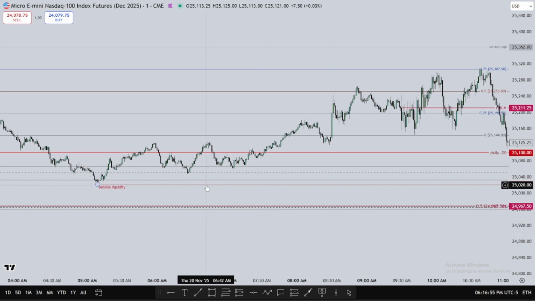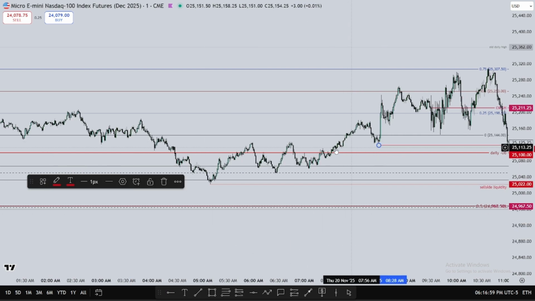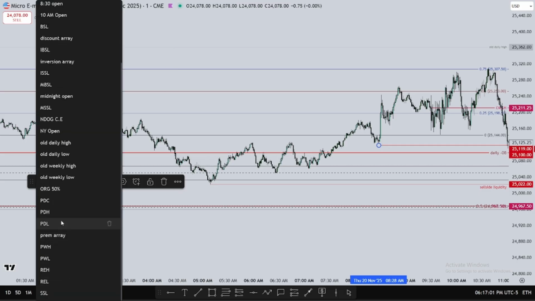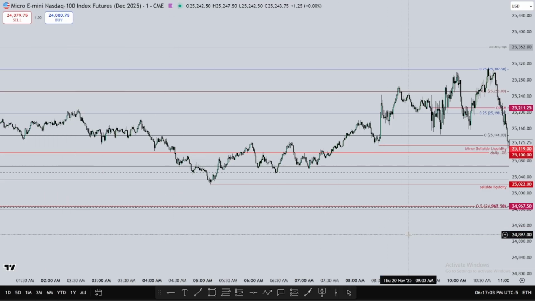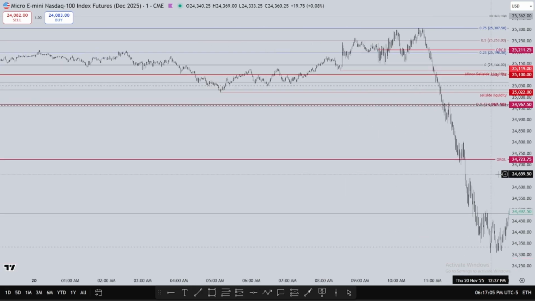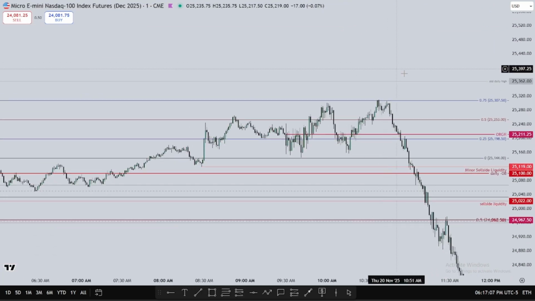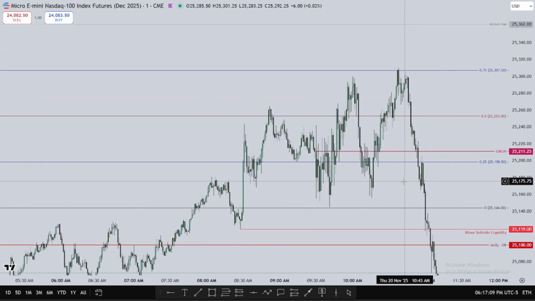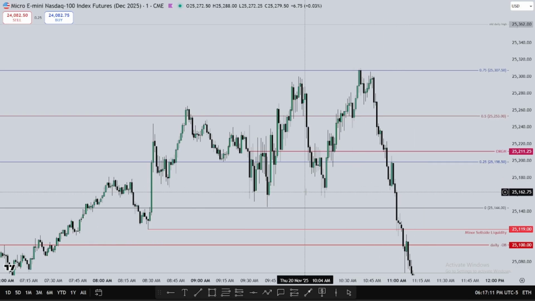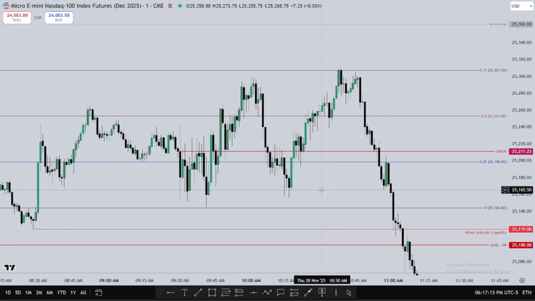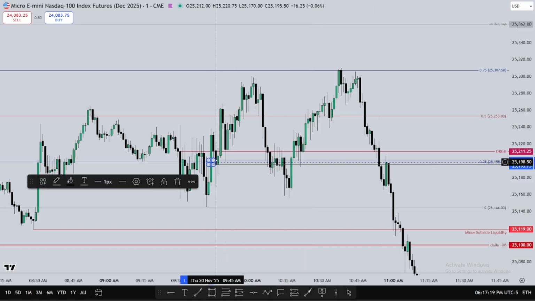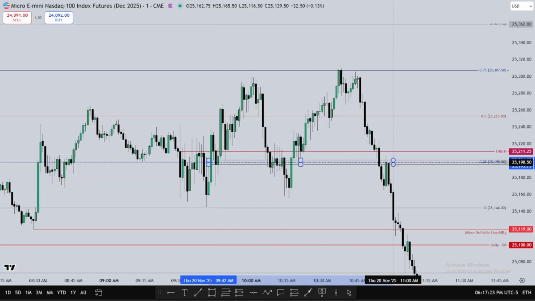Sell side here, and then we'll do the minor sell side here. Alright, so starting off, I'm bearish, looking for shorts. First fair value gap that forms in regular trading hours after the 9:30 open.